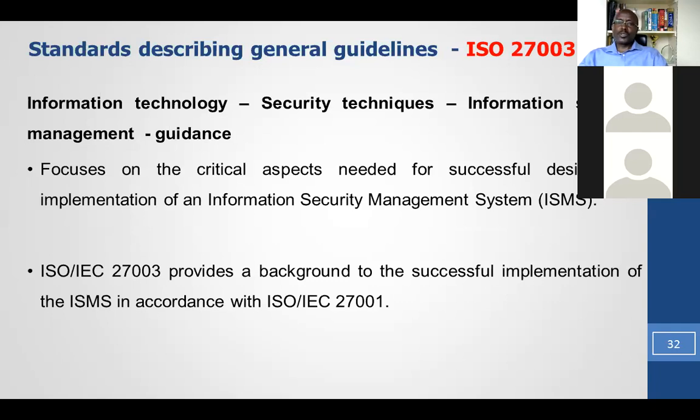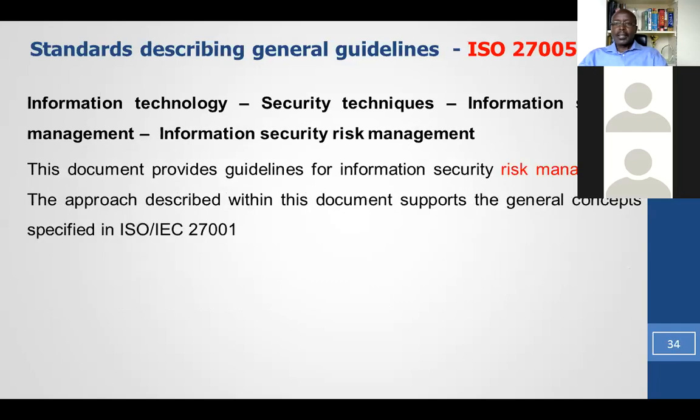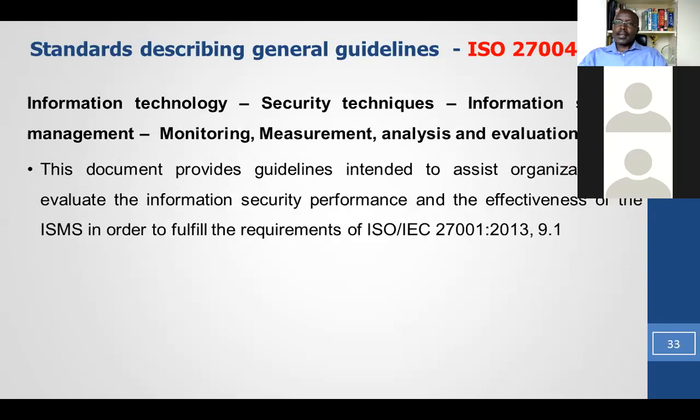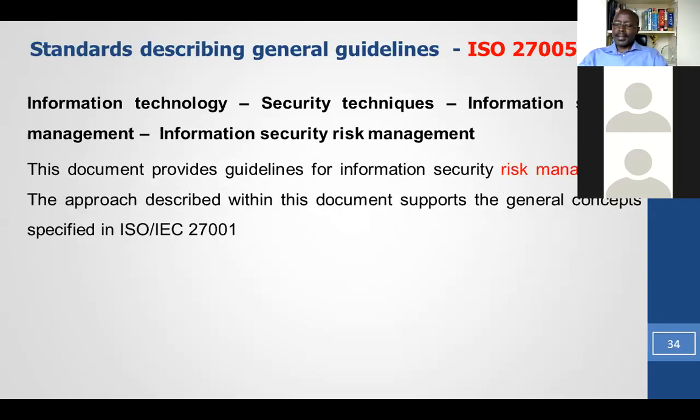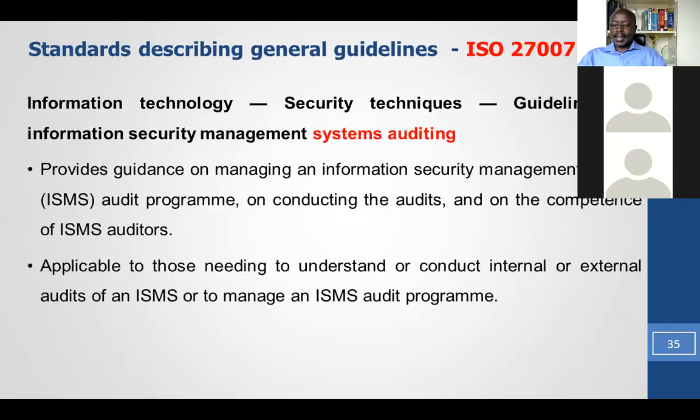Again, just guidance. 27004, we said it's metrics. 27005 guides you on how to implement information security risk management, as guidance. 27007 is the guidelines for information security management systems auditing. For instance, you have to do internal audit. You need to be guided by a standard. It's not a must, but this standard would be a very good point of departure.